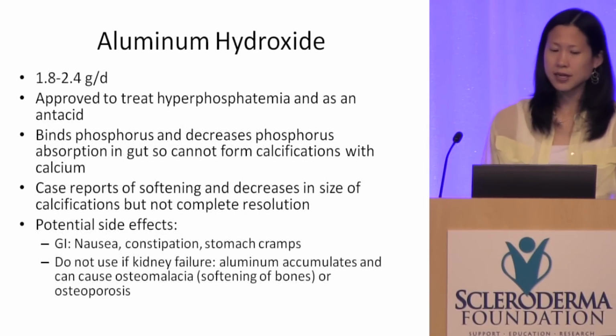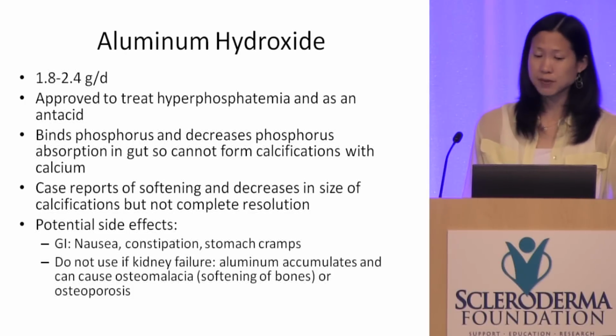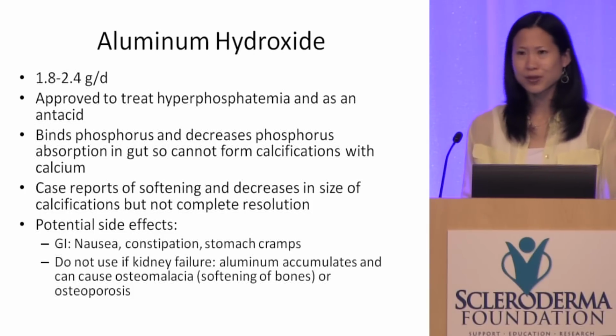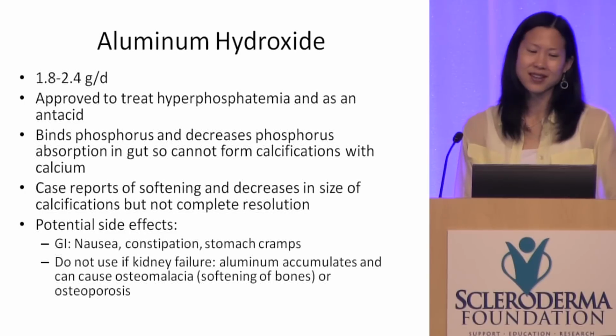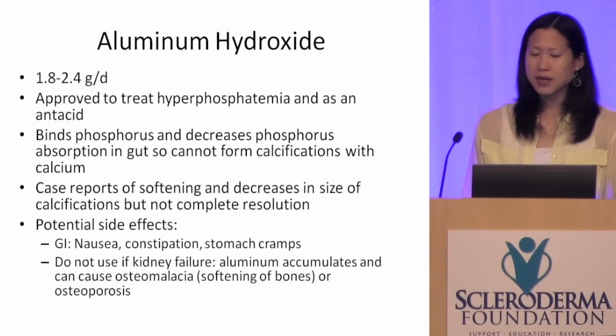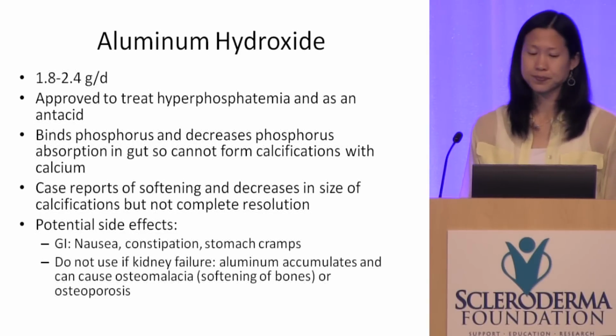Aluminum hydroxide is a treatment that's approved for hyperphosphatemia, and it's also used as an antacid, so it may help your indigestion or your heartburn as well as your calcinosis. The dose is 1.8 to 2.4 grams per day, and it's thought to work by binding phosphorus and thus decreasing phosphorus absorption in the gut, so it can't form calcifications with calcium.